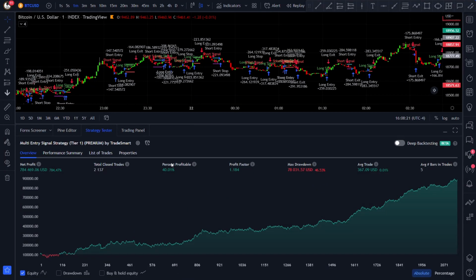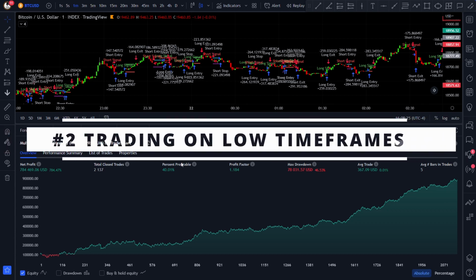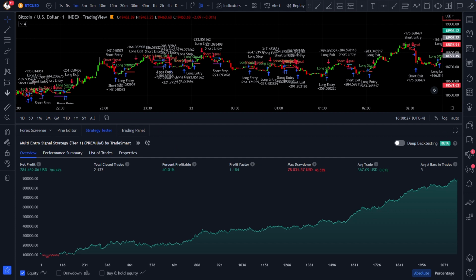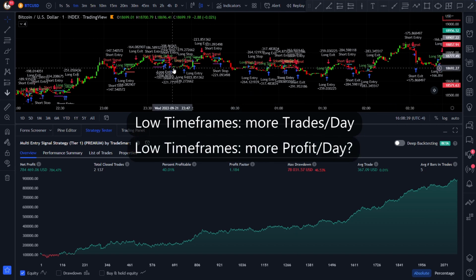The second common mistake I see many times is trading on very low time frames. In the comment section I usually get requests to show a 1-minute time frame strategy, and I totally understand that. Low time frame strategies, compared to higher time frame ones, will give much more trades per day, so they should also give more profits per day, right? Well, it's not that simple.